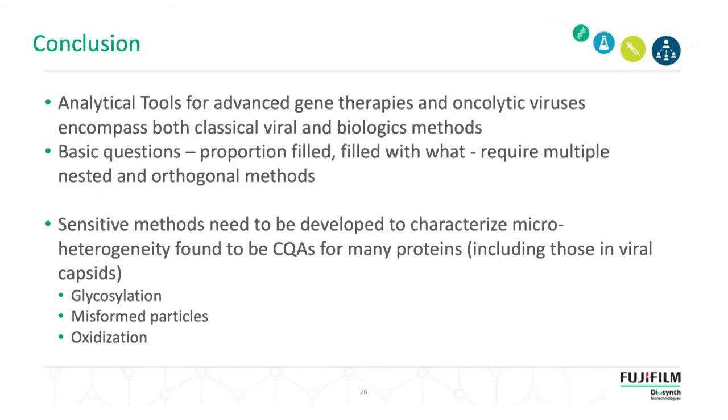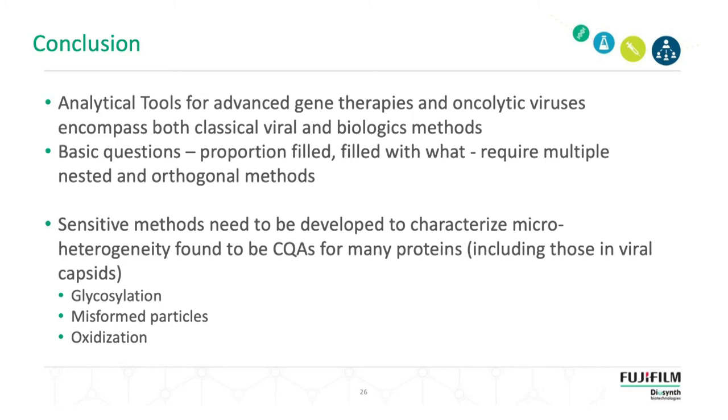So just to conclude, effective analytical tools for gene therapy products, oncolytic viruses, require a combination of these classical virology methods and methods that have been applied to protein biologics. Some of the basic questions, which are very easy to ask: how much have you made? How many of them are filled? What's it filled with? Actually very easy questions to ask, but rather difficult questions to answer that need multiple methods, nested methods or orthogonal methods to give us confidence we're actually really seeing what we think we're seeing.